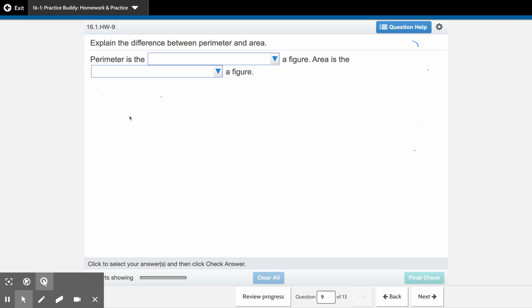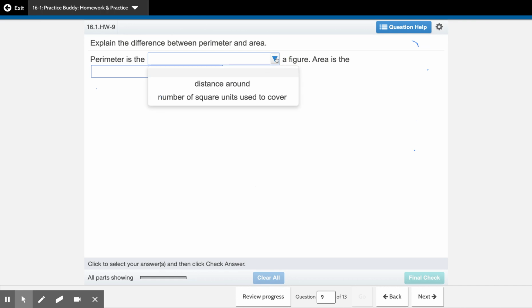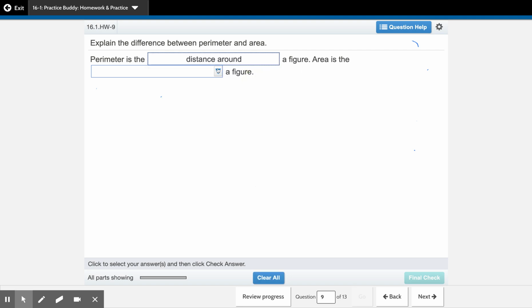Real quick, let's talk about area and perimeter and the difference. Perimeter is the distance around. Remember, perimeter is the outside. It is the distance around. It is like a fence. Whereas the area is the number of square units to cover. That's why when we talk about area, we say square units.